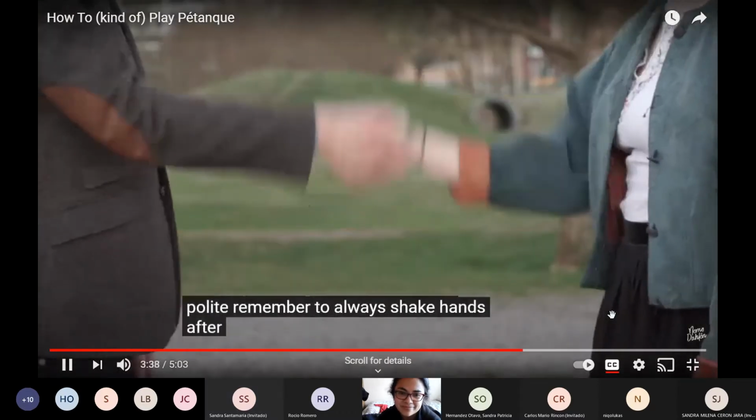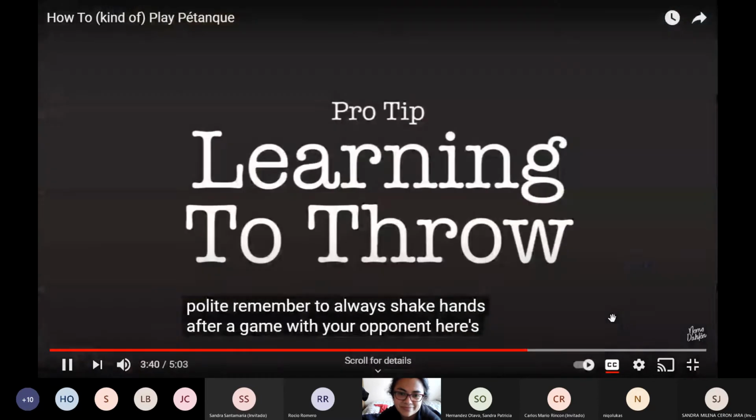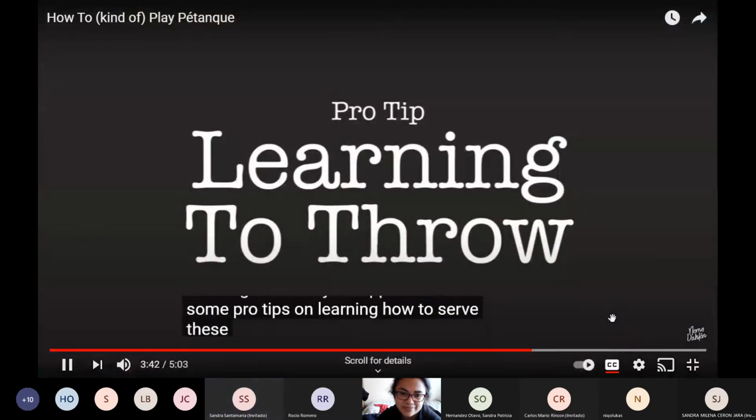Remember to always shake hands after a game with your opponent. Here's some pro tips on learning how to throw.